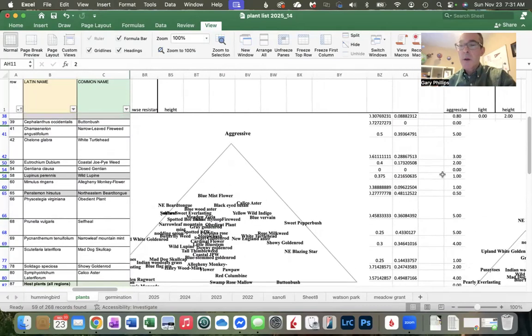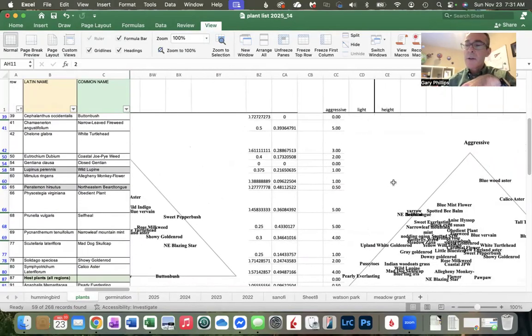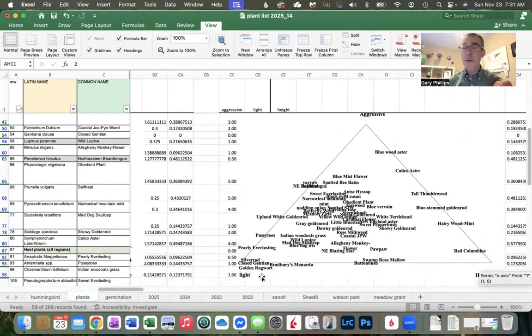I'm going to go to the next one, aggressive, and you'll see the blue mistflower, black-eyed Susan, calico aster. You'll see those over here too, but just in a different order because they're all relative to the math, how they're scored based on these other attributes. This one has light down in this corner instead of browse. Bluewood aster, mistflower, calico aster. So you can still see them up in the aggressive. So if you want aggressive, because you have a space to fill, look for plants up in that corner.